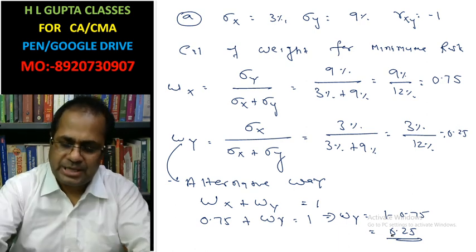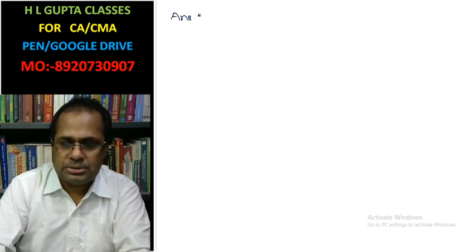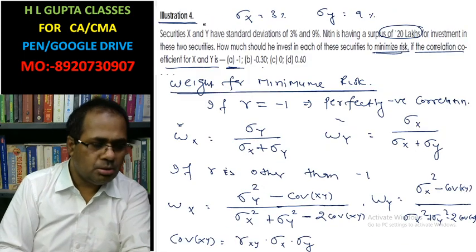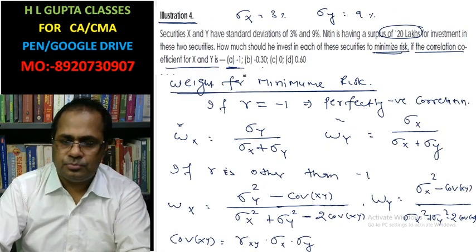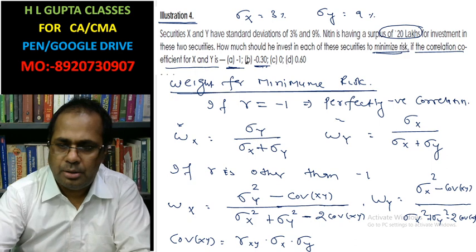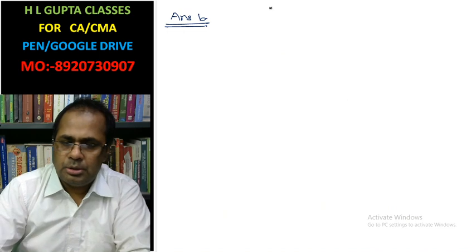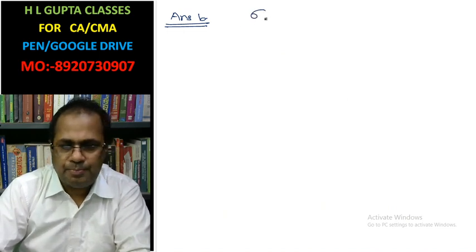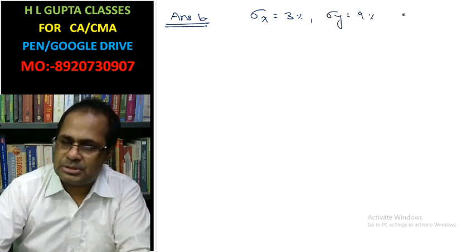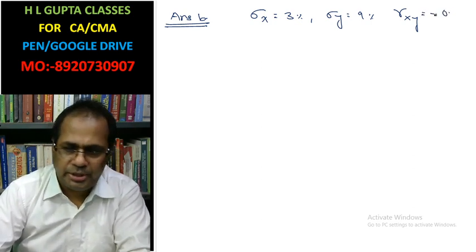Okay. In the second case, answer of part B. Okay. What is given here? In this case, the coefficient of correlation is minus 0.30. The standard deviation of X is 3%, the standard deviation of Y is 9%, and the coefficient of correlation XY is minus 0.30.